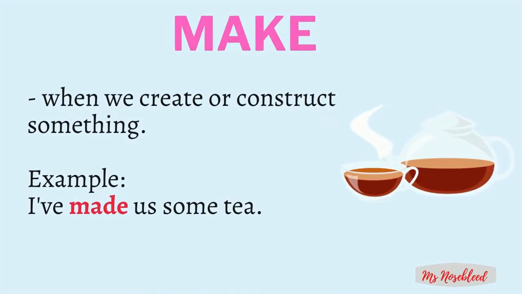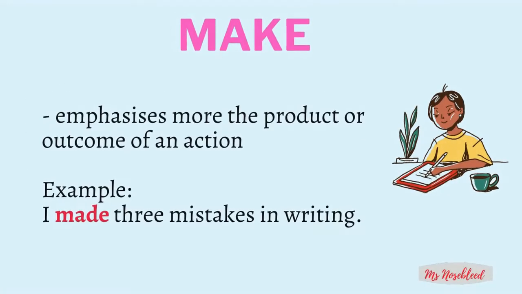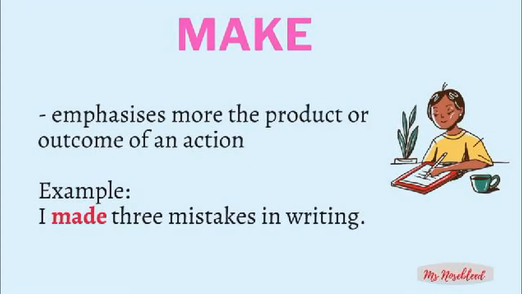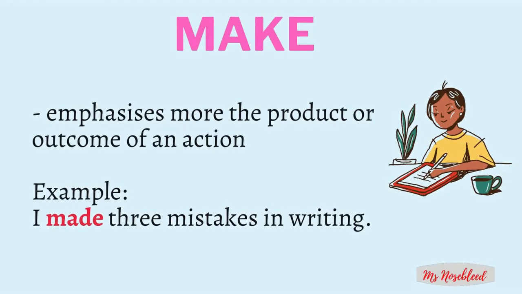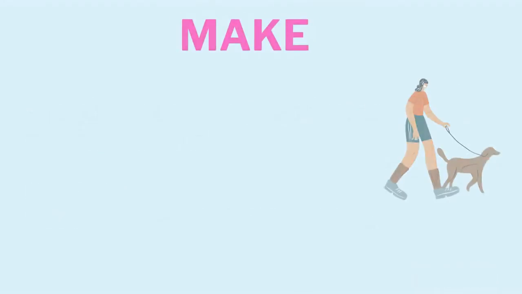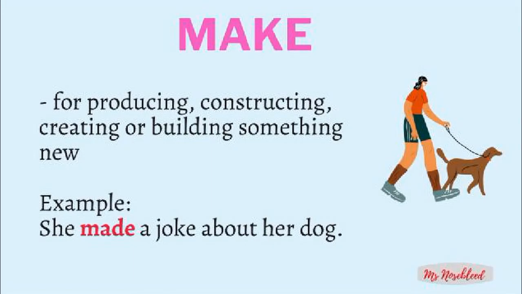The other tip is when you want to emphasize more the product or outcome of an action. For example, I made 3 mistakes in writing. So you don't say I did 3 mistakes. That's wrong. So it should be I made 3 mistakes in writing. The other tip would be for producing, constructing, creating, or building something new. For example, she made a joke about her dog.